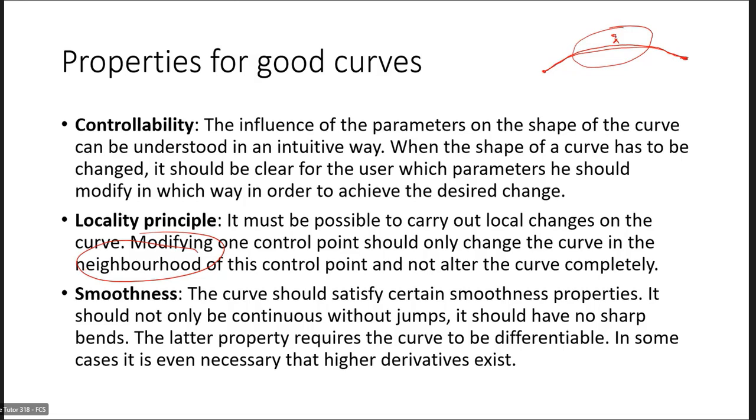And I cannot move the control point from one place to another and have the whole curve change dramatically. So if you change the control point, only this area will change. And if I change the control point, I cannot have a curve like this by just moving the control point from this position to this position.